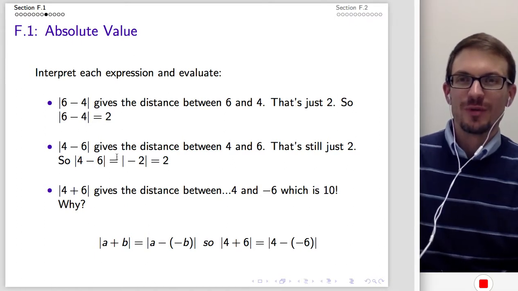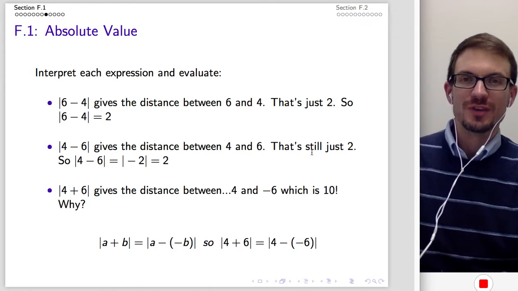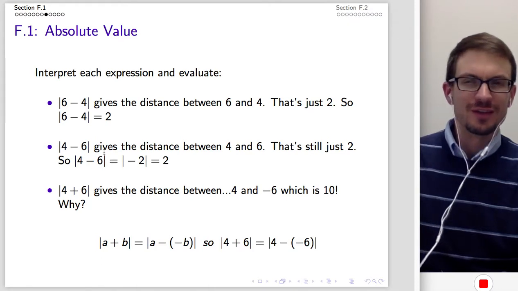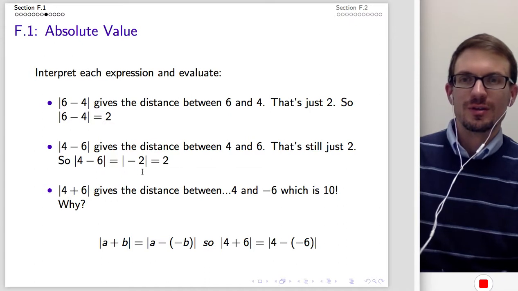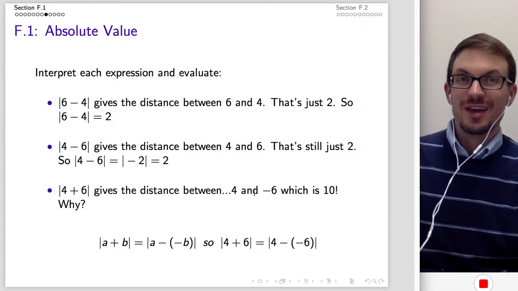The absolute value of 4 minus 6 gives me the distance between 4 and 6. 4 minus 6 is -2, but we're interested in the distance, so that's +2. And 4 plus 6 gives us the distance between 4 and negative 6. What's going on here?